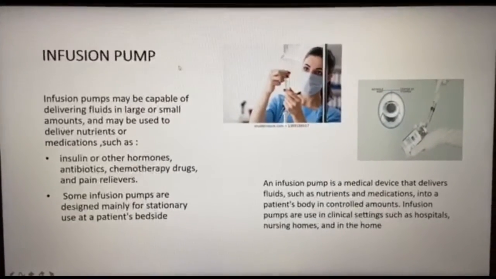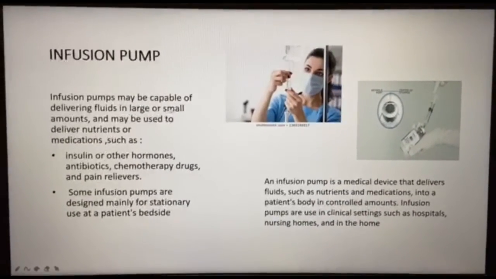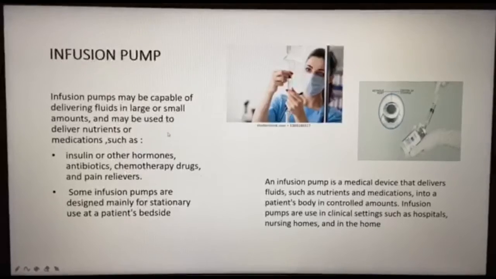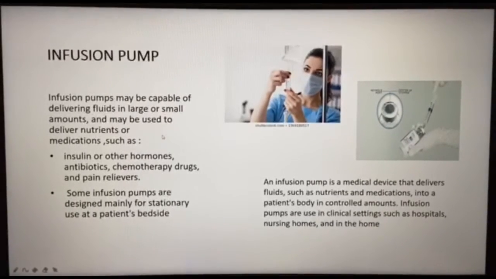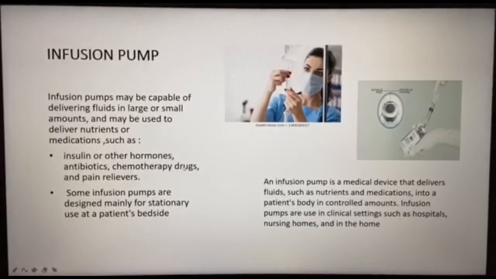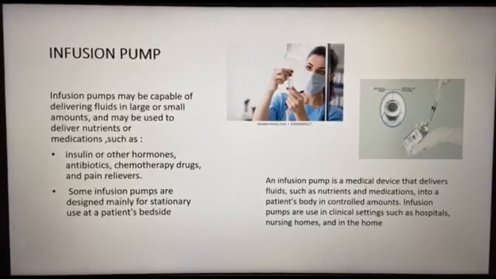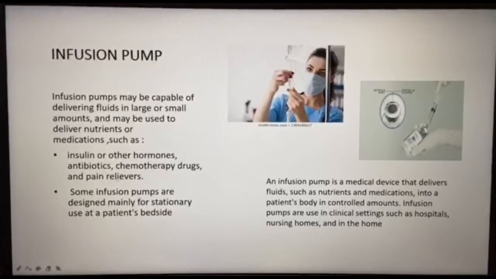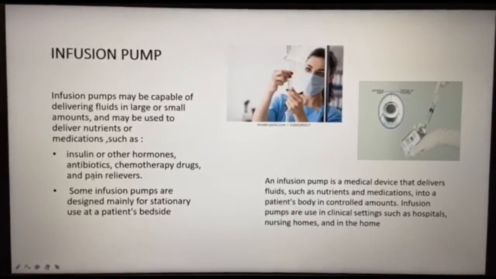Today I would like to talk about the infusion pump and the pulse oximeter. Infusion pumps. Infusion pumps may be capable of delivering fluid in large or small amounts that may be used to deliver nutrients or medication such as insulin, hormones, antibiotics, chemotherapy drugs, and pain relief.